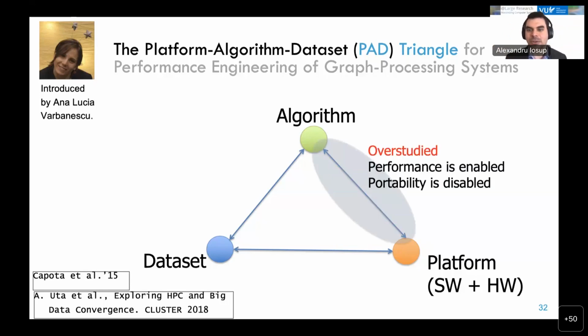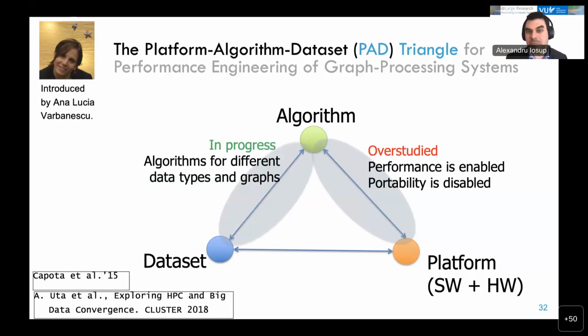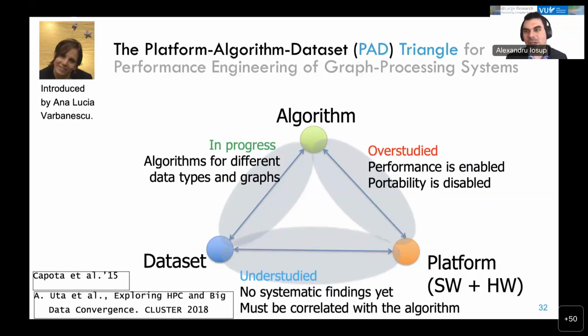Turns out in the community, the link between algorithm and platform is overstudied. Everyone looked at this. Unfortunately, you also need to look at data sets. And you really also need to look at the interplay between data sets and platforms. And this can also indicate where the research will probably go in the next 5 to 10 years.